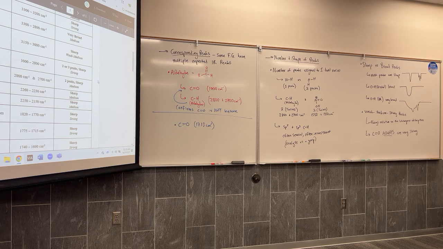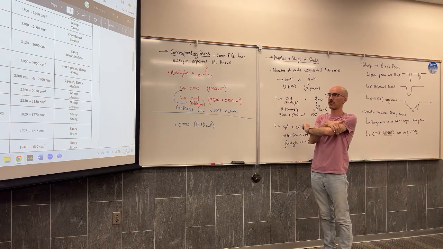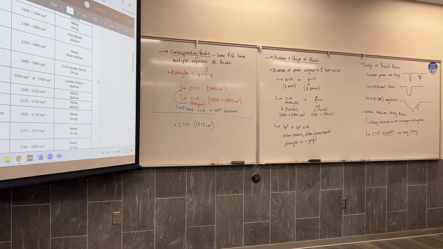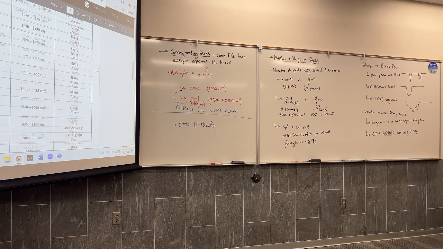If it's a carboxylic acid, I should see a very broad absorption from 3300 to 2800. What if it's an ester? If it's an ester, would I have a corresponding peak? We can do a Control-F find here. Ester shows up 4 times.